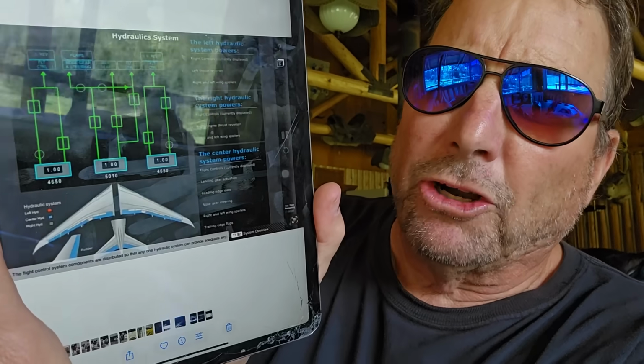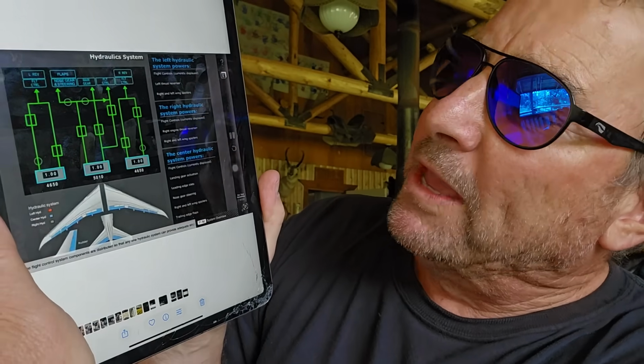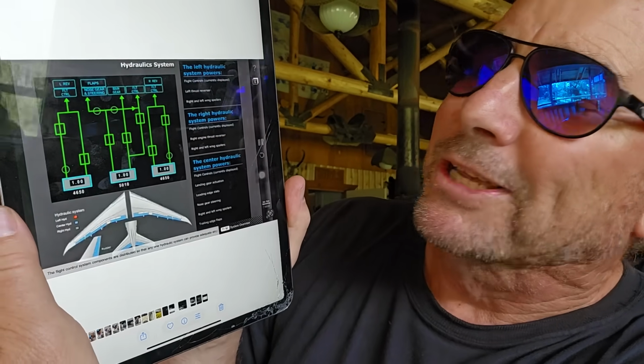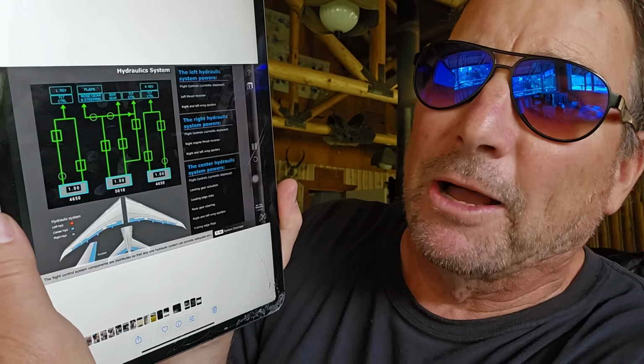The Ram Air turbine specifically gives some hydraulic power to the center hydraulic system and some electrical power to the 787 jet. The 787 is an electro-hydraulic jet. It really relies on electrical and hydraulic power in order to maintain control of the aircraft.